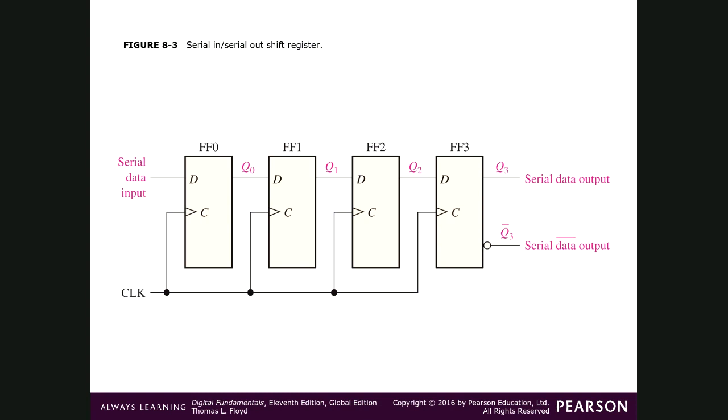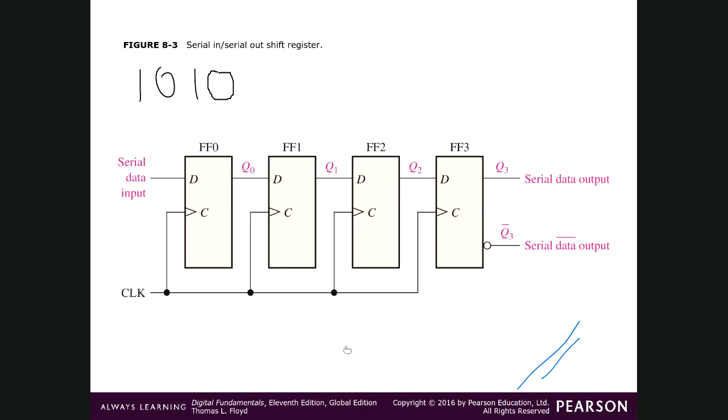For example, let me write here 1 0 1 0. Okay, so this is a 4 bit number, so it can store 4 bits. What are the 4 bits? This is the first bit: 1 0 1 0. So this is a 4 bit shift register. The input goes in serially and the output also comes out serially, with the clock pulses.